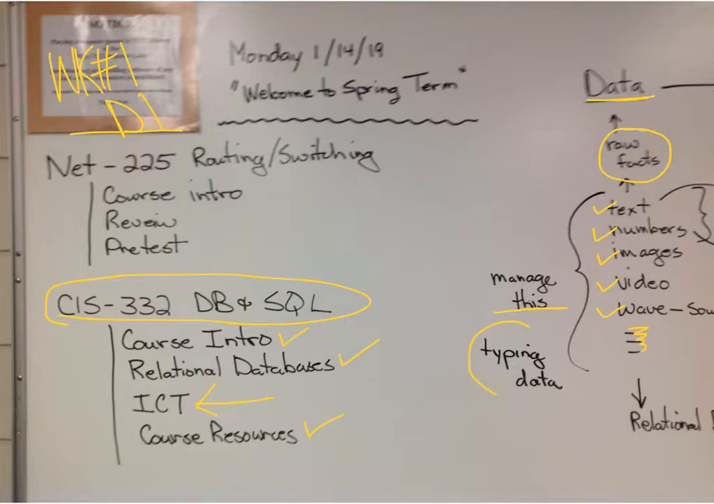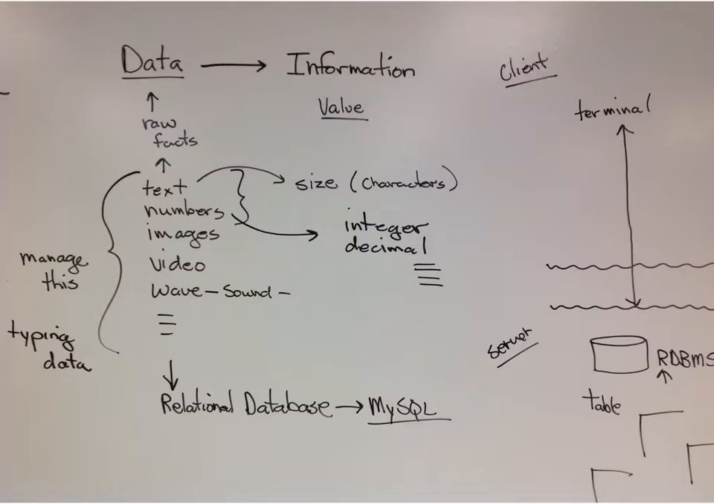And then we also talked about typing data. What type of data do we have? Text and numbers are going to be the primary two that we talk about in database work. So our goal is to take information, our data, raw facts, and process it into information, something that has value for us. Okay? This is a little repeat here, but primarily I'm going to talk about text and numbers.